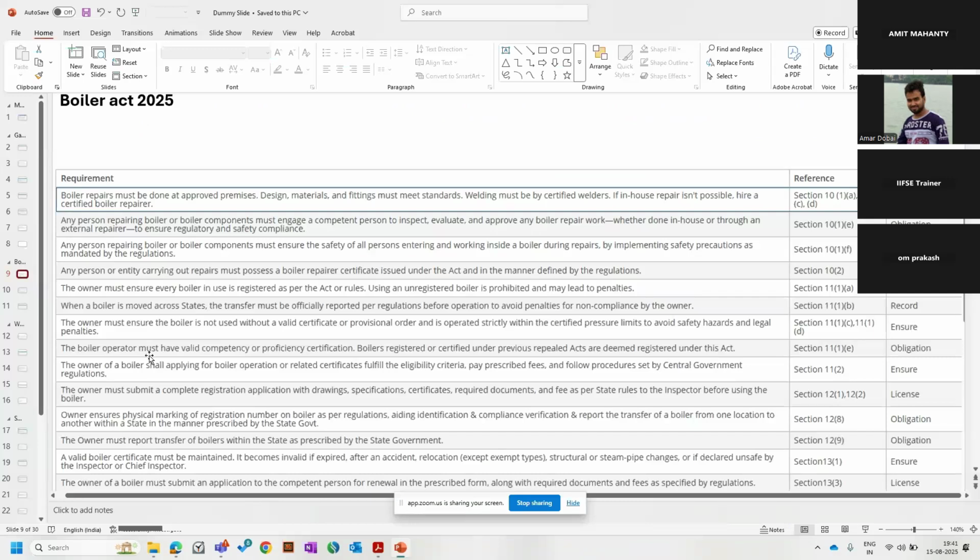Then the boiler operator must have a valid competency or proficiency certification, for boilers registered or certified under the previous repealed acts or deemed registered under this Act, which is an obligation.